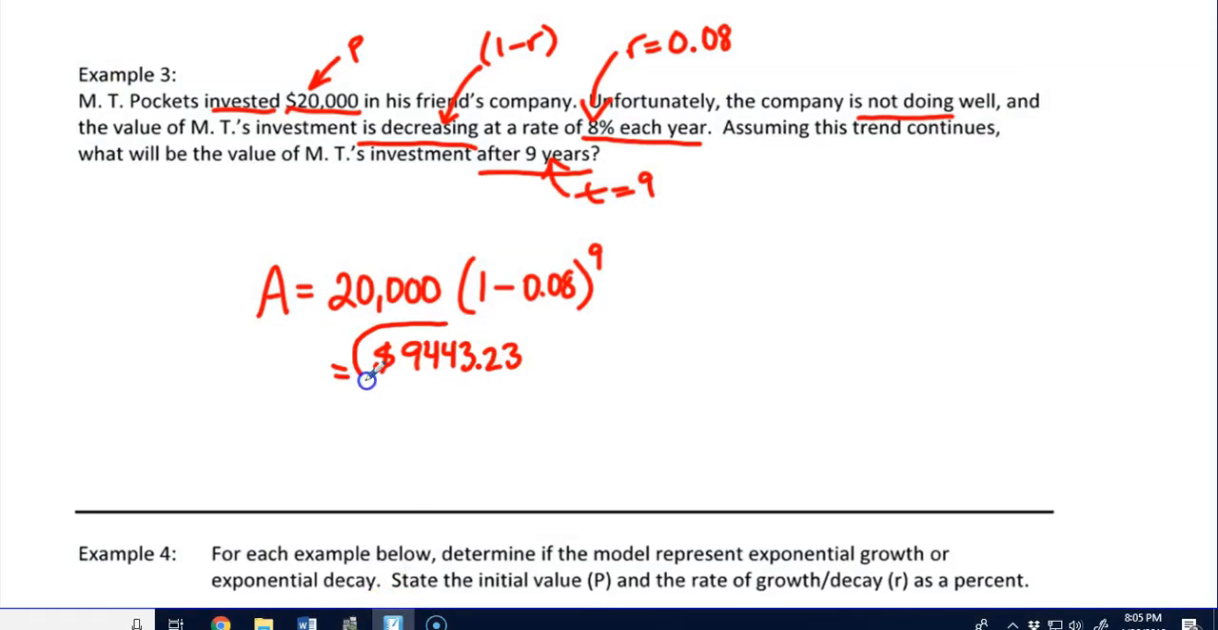Okay, so that's the power of exponential decay, is it allows us to quickly jump to a particular amount of time that otherwise would have required us to do repeated multiplication. Instead, we can use an exponent and get to that result pretty quickly.